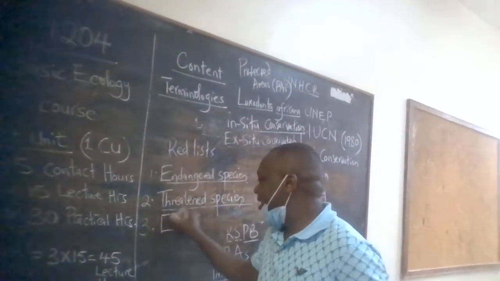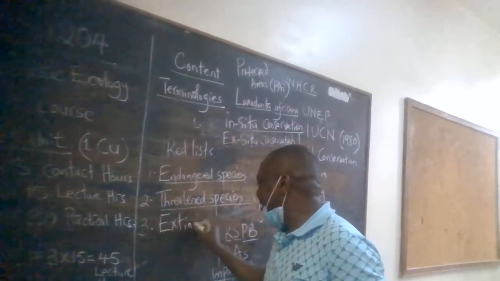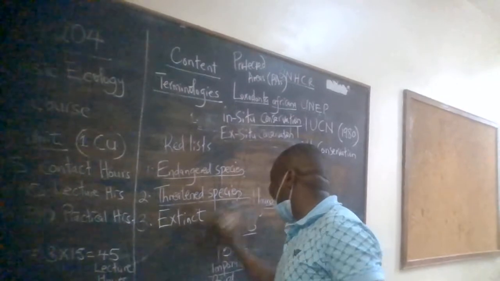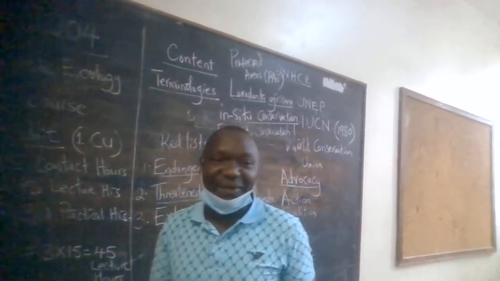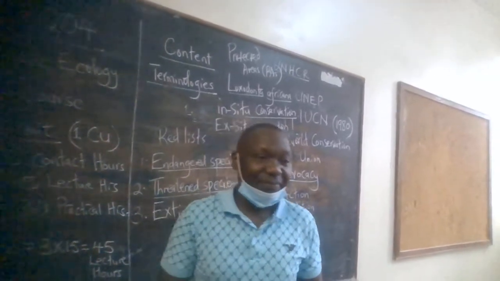Extinct. That one is that? Extinct species. How would you define this one? Extinct species? What? Extinct species are those species that are already done away with. The human activity has done away with them. Only human activity?